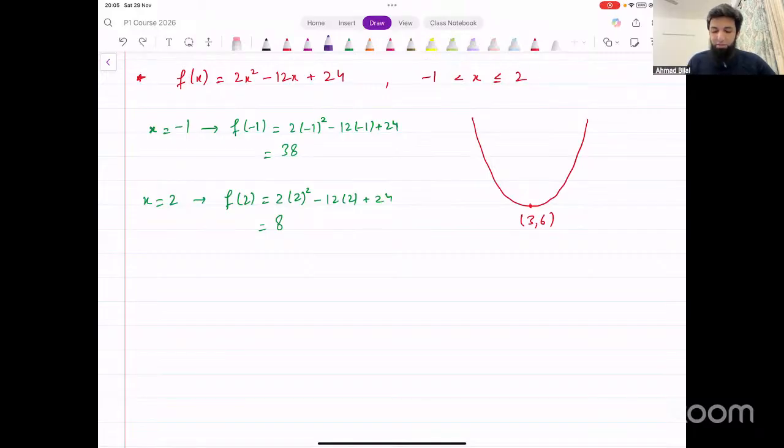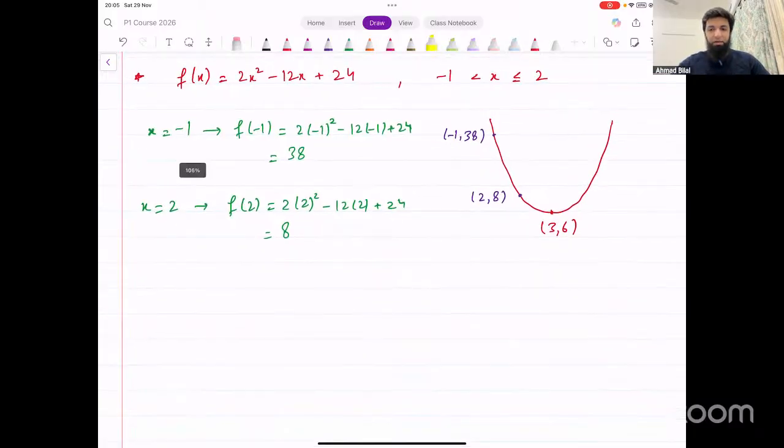So -1 is going to be further on the left. So let's suppose this point here, this is -1 and 38. And the other one is on the right side somewhere, maybe here, as in closer to the turning point. That's 2 and 8. Now, what part of this graph is valid? The part between -1 and 2, that will be this part here. Okay, that's this part here. Now, in this part, what's the lowest point? What's the highest point? Now, the turning point is not in the given domain, right? It's outside the domain. So the lowest point now is 8, the highest is 38.